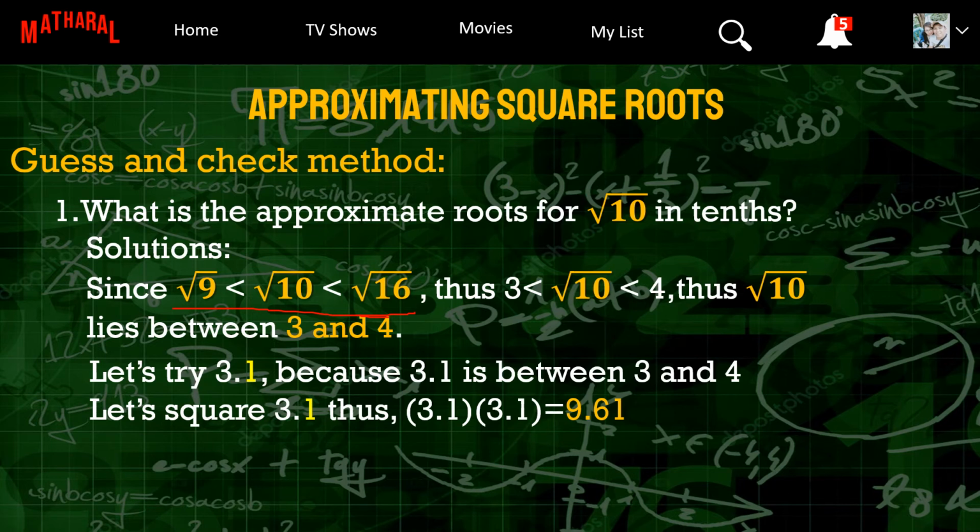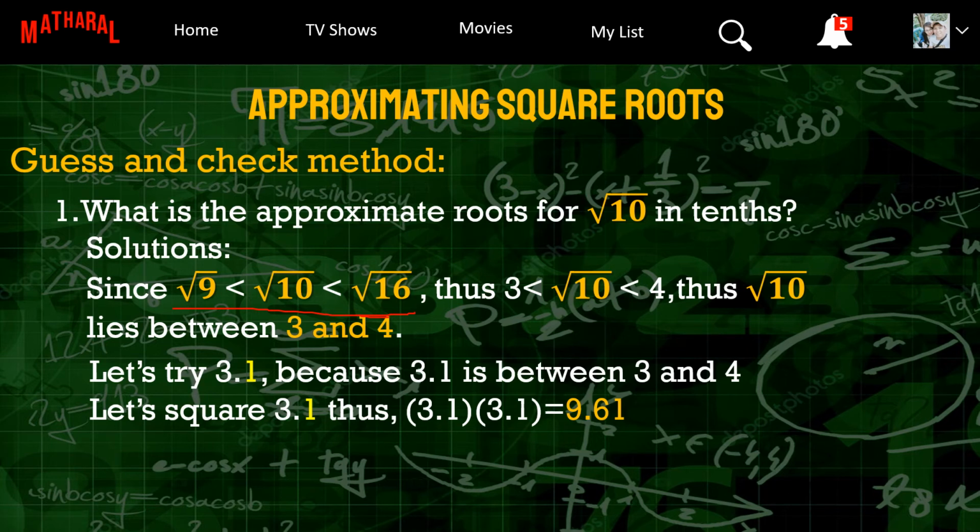So let's try 3.1. Why? Because 3.1 is between 3 and 4. Nag-increase lang tayo ng isang number. So ayan po. So the next step is let's square 3.1. Thus, multiplying 3.1 by itself. 3.1 times 3.1 produce 9.61. So, medyo malapit na kay 10. So, pwede pa tayo magdagdag.